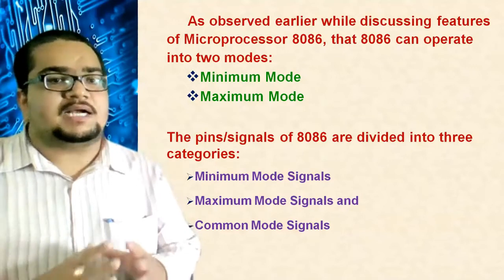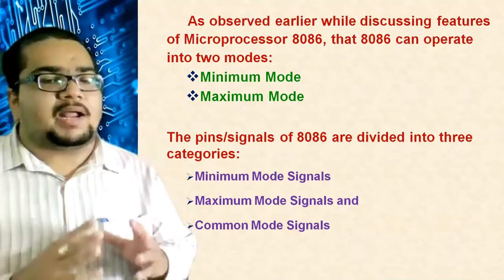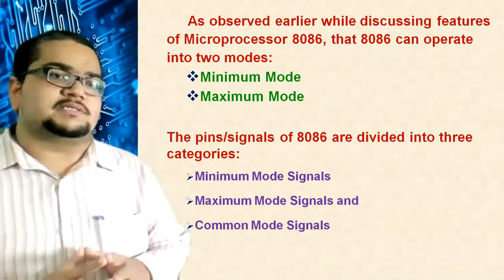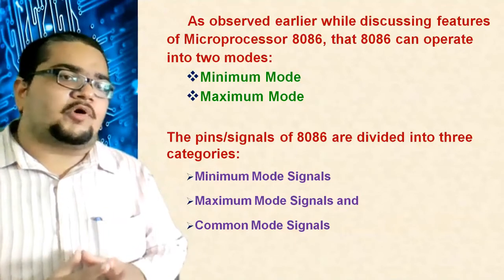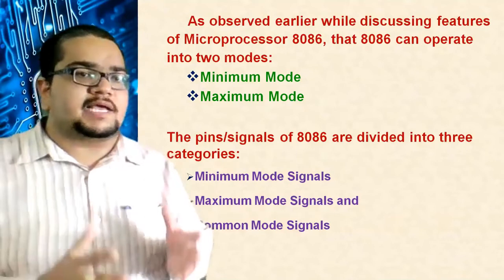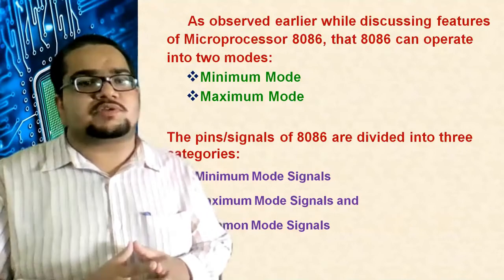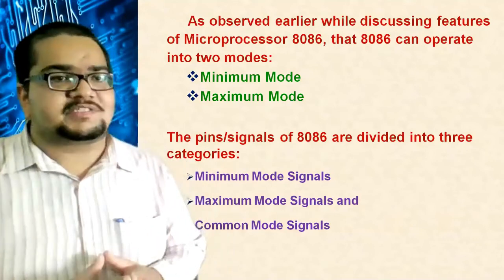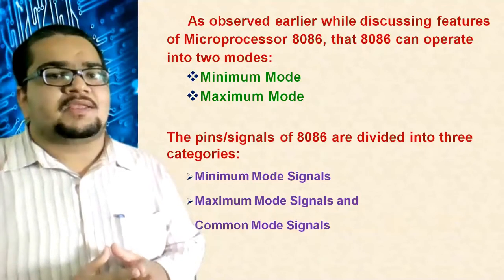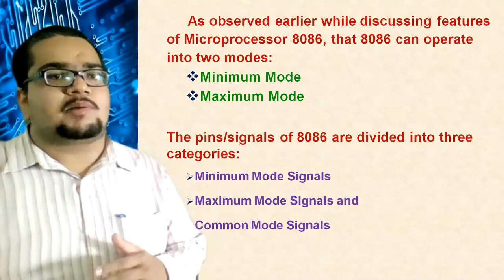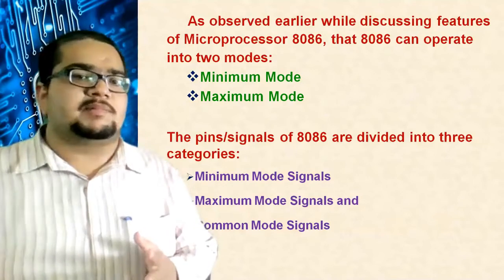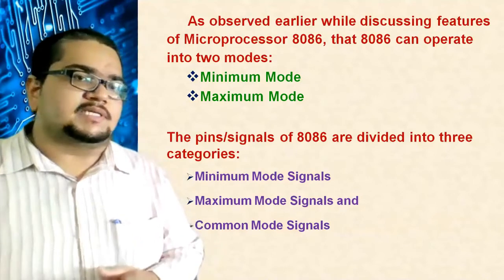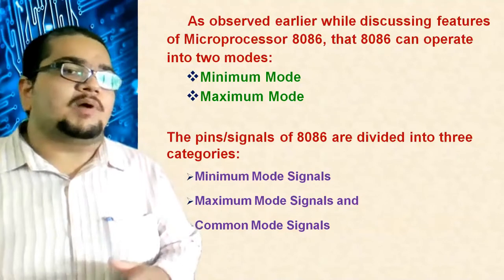Now, we will start today's discussion by understanding the common mode signals, because they are easier to understand than the other two, and more important also, as they exist in both the modes. If they exist in both the modes, they have to be discussed first. They have to be given priority actually. We will discuss the common mode signals today. In our next parts, we will discuss the minimum mode signals and maximum mode signals. So we'll start with the common mode signals.